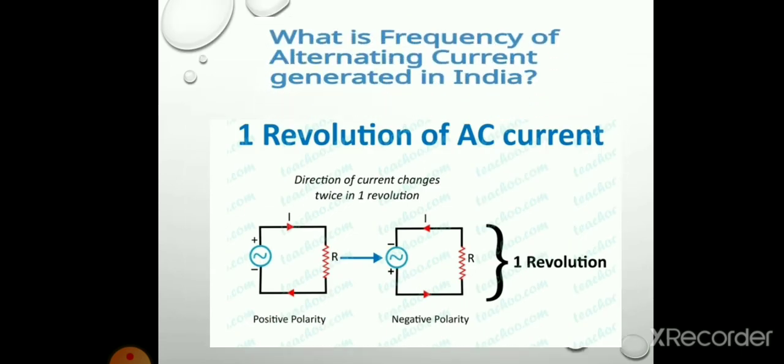Here, what is the frequency of alternating current which is generated in India? For that, first let us see a revolution. What does one revolution of AC current mean? In one revolution, the direction of current changes twice. One revolution means one complete rotation of the coil. So to complete one rotation, the generator changes its direction twice. So polarity is reversed twice in one rotation.